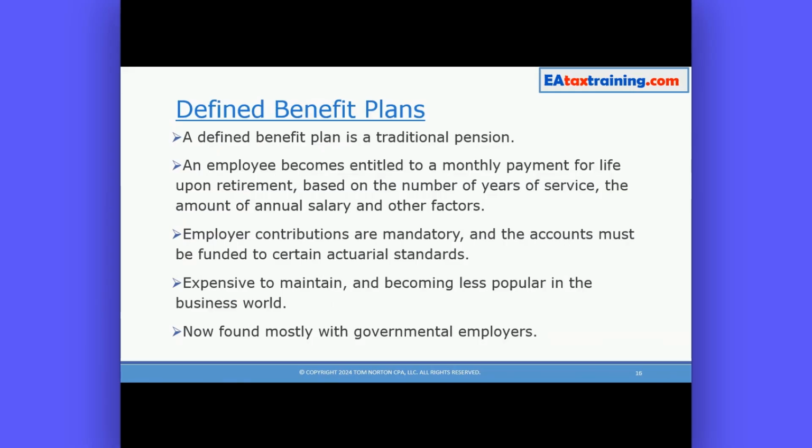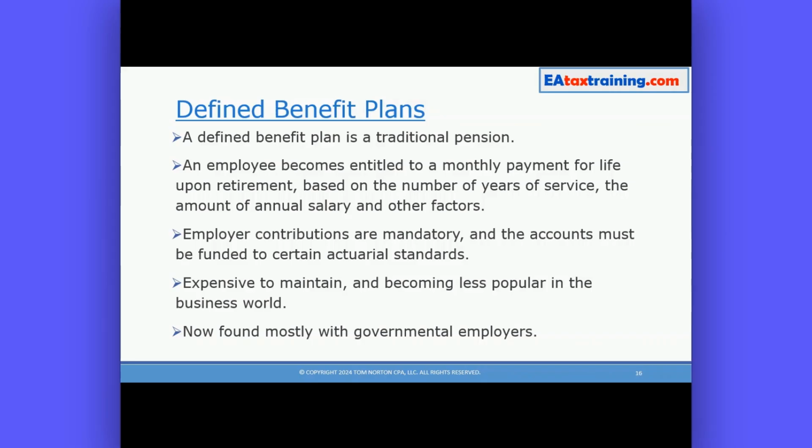So let's first talk about defined benefit plans. These are your traditional type of pension plans. The employee becomes entitled to a monthly payment for life upon retirement, and the amount of the payment is based on the number of years of service with the company and the amount of annual salary, and there can be other factors in there. Employer contributions are mandatory, and the accounts must be funded to certain actuarial standards. These plans are very expensive to maintain, and they're becoming less popular in the business world. They're now mostly found with governmental types of employers.